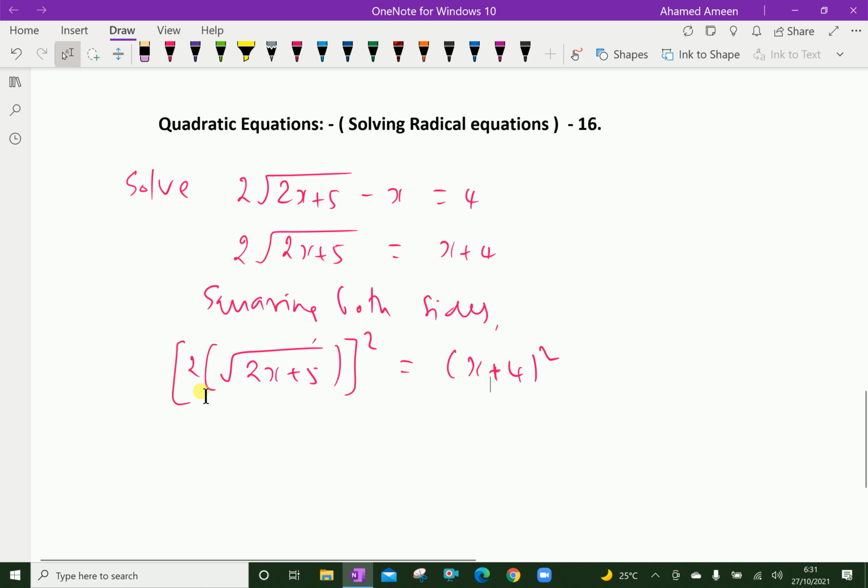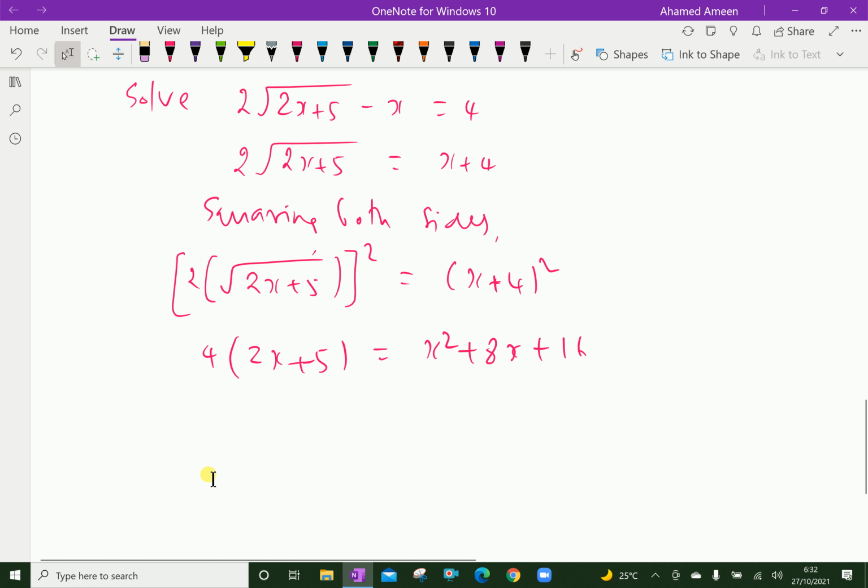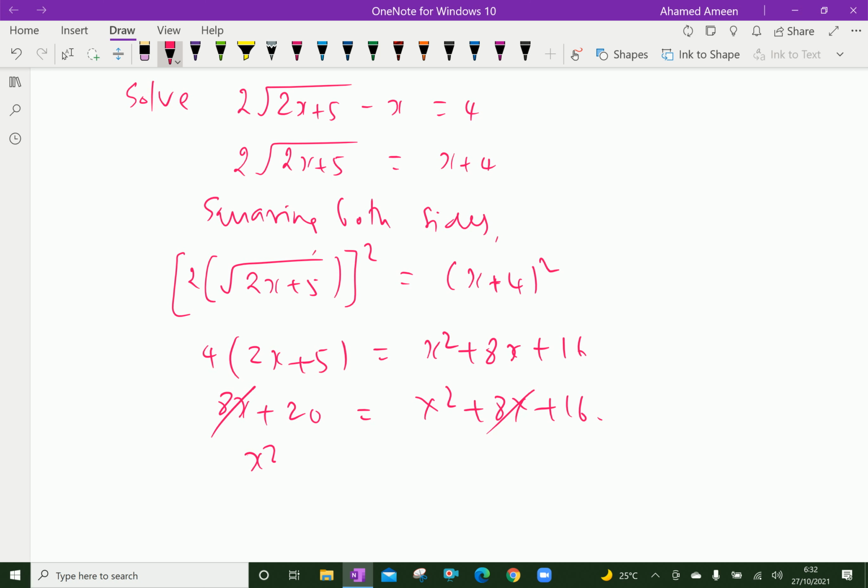Here, 2 squared is 4, and the square root will vanish. Now, 2x plus 5, which is equal to x plus 4 whole squared, equal to x squared plus 8x plus 16. Now, 4 times 2x is 8x plus 20 equal to x squared plus 8x plus 16. So 8x cancels on both sides, so we have x squared plus 16 equal to 20.